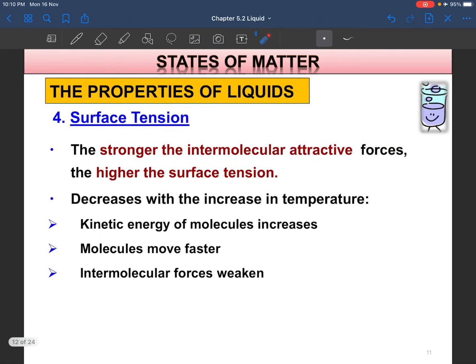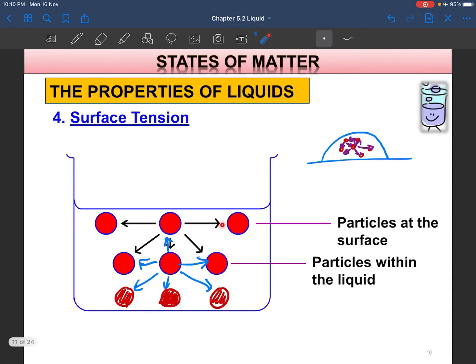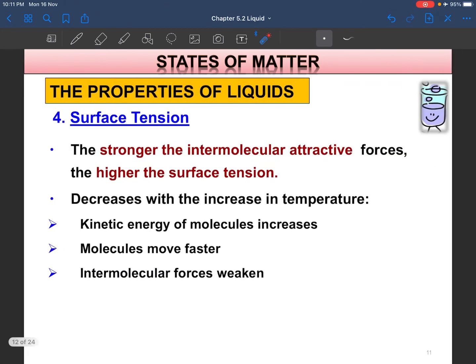Okay. Alright, and then, ada lagi. Dia kata, the stronger the intermolecular attractive forces, the higher the surface tension. Ya, ini betul lah. Okay, so if the attractive forces that holding this molecule is strong, that mean dia tarikkan dia lagi kuat, so surface tension dia akan lagi kuat lah. Okay, tapi surface tension ni, kekuatan surface tension decreases with increase in temperature. Kalau temperature meningkat, surface tension akan makin lemah.